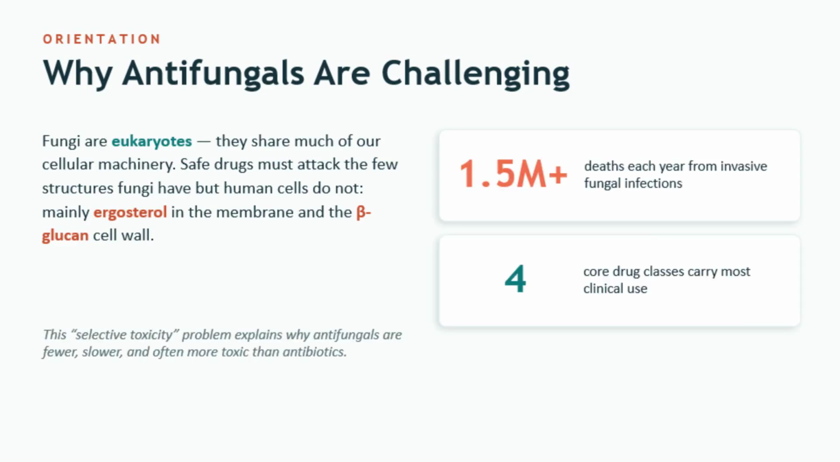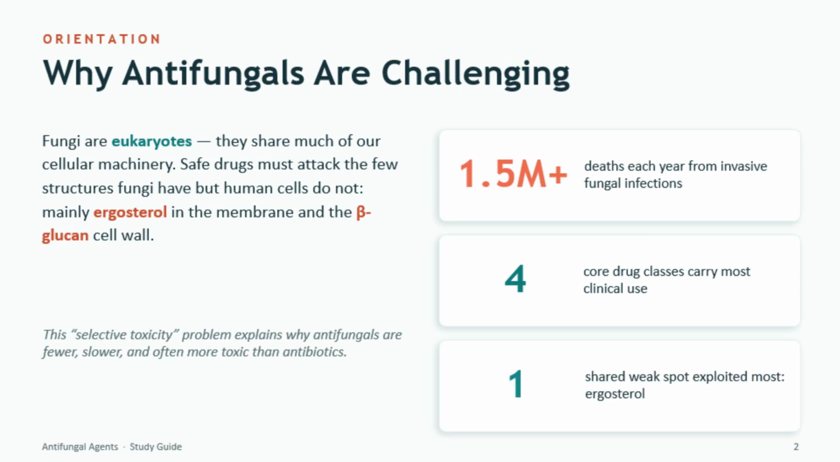Before we touch a single drug, let's understand why antifungals are so hard to develop. Here's the core problem. Fungi are eukaryotes just like us. They share a huge amount of cellular machinery with our own cells, so a drug that kills the fungus can very easily harm the patient too. That's the selective toxicity problem. Our safe targets are the few structures fungi have that we don't, mainly ergosterol in the membrane and the beta-glucan cell wall. Keep those numbers in mind.